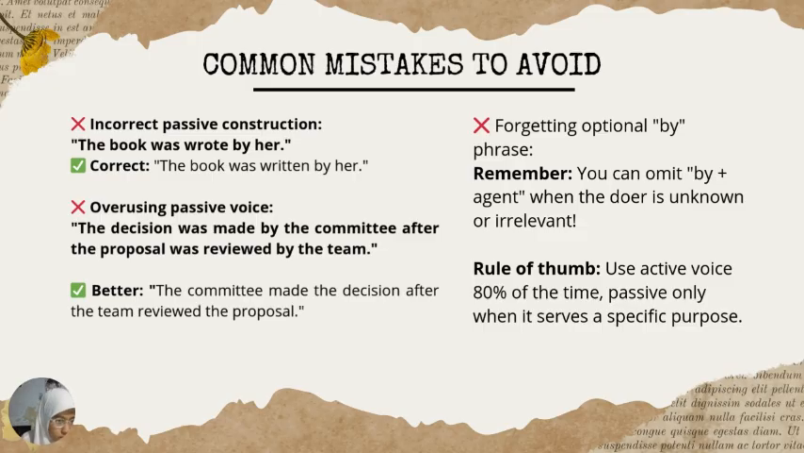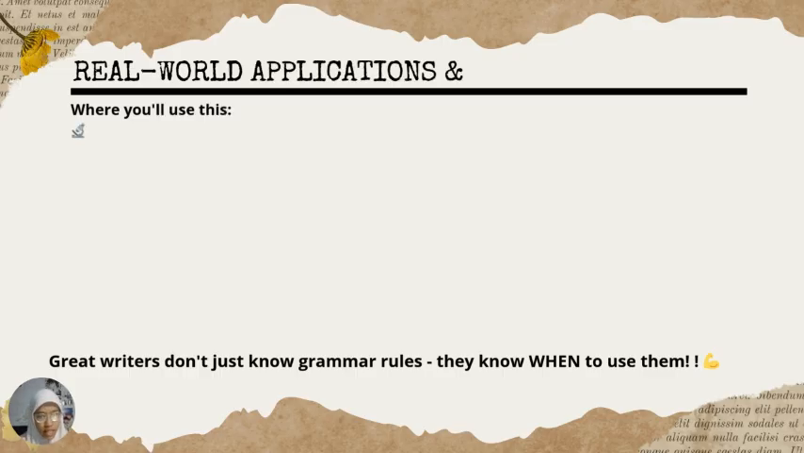Next, overusing passive voice. The decision was made by the committee after the proposal was reviewed by the team. It's a double passive voice. So it's better to write it, the committee made the decision after the team reviewed the proposal. Next, the common mistake is forgetting the optional by phrase. Remember, you can omit by plus agent when the doer is unknown or irrelevant. So the rule of thumb is use active voice 80% of the time, passive only when it serves a specific purpose.